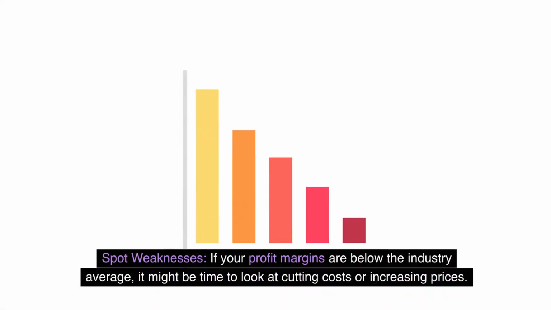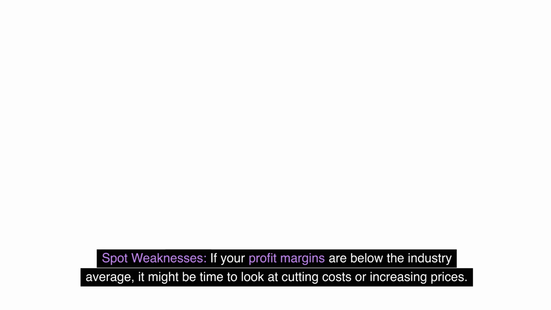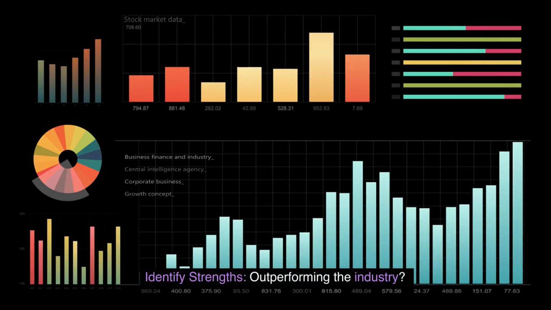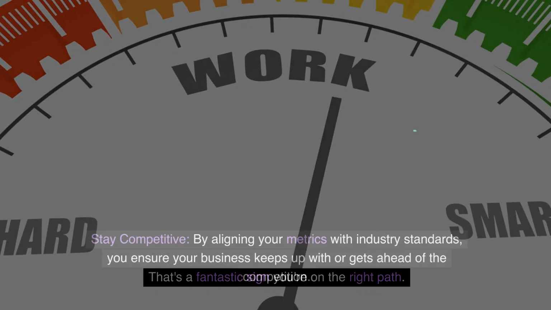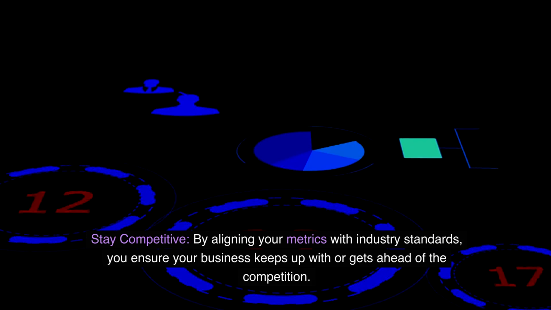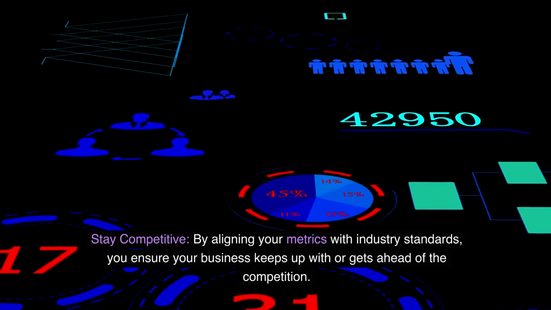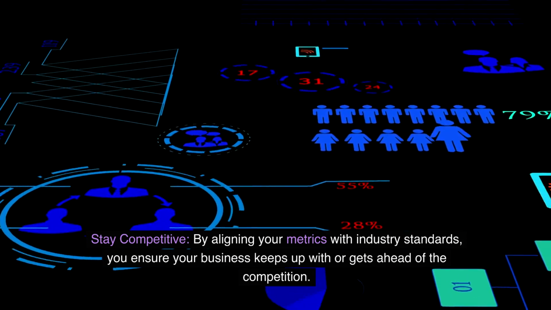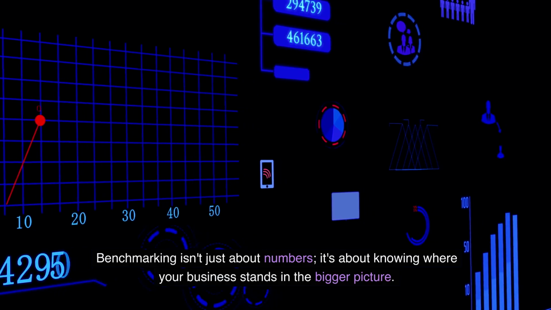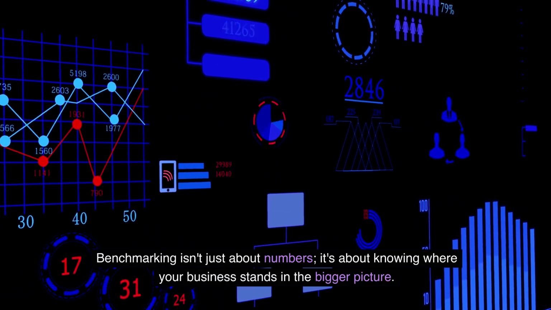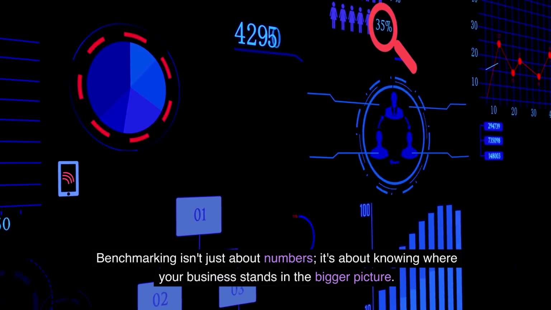Spot weaknesses. If your profit margins are below the industry average, it might be time to look at cutting costs or increasing prices. Identify strengths. Outperforming the industry is a fantastic sign you're on the right path. Stay competitive. By aligning your metrics with industry standards, you ensure your business keeps up with or gets ahead of the competition. Benchmarking isn't just about numbers, it's about knowing where your business stands in the bigger picture.